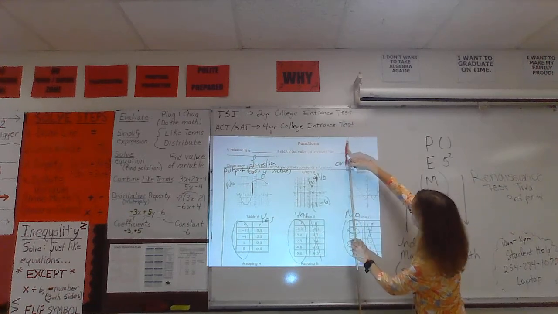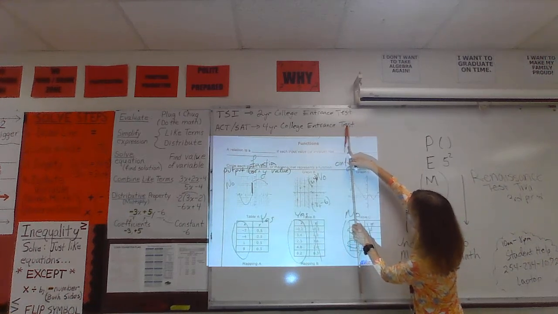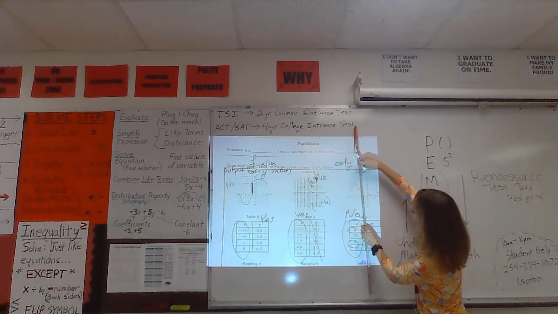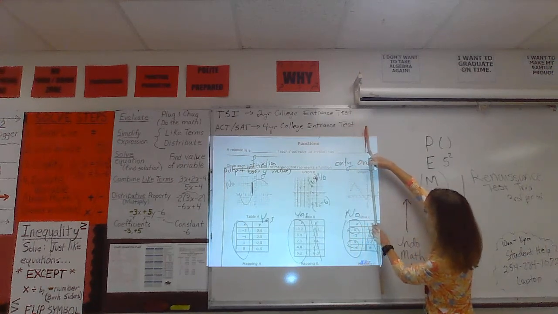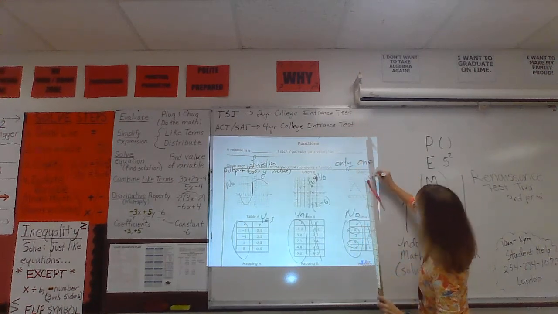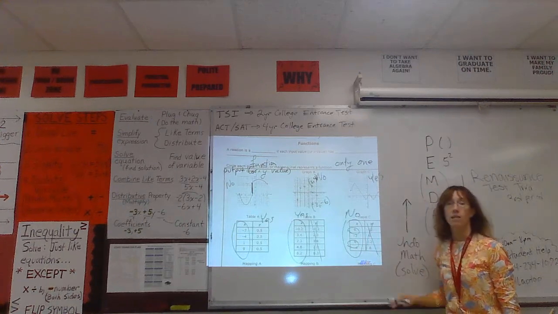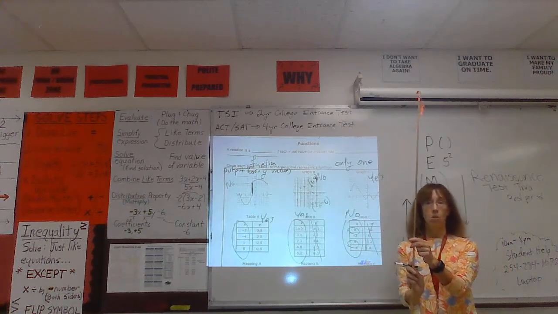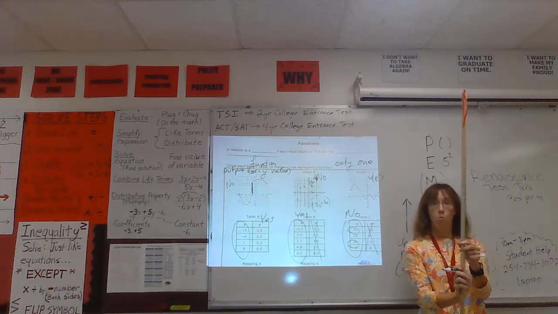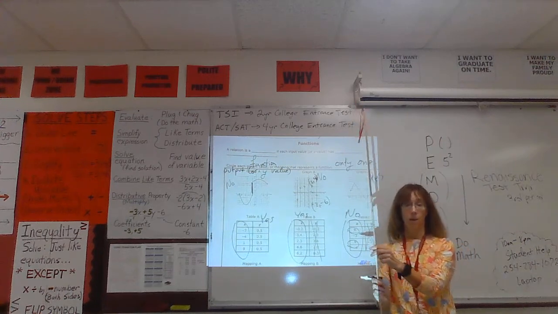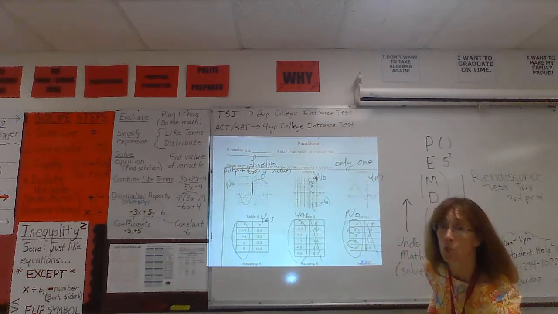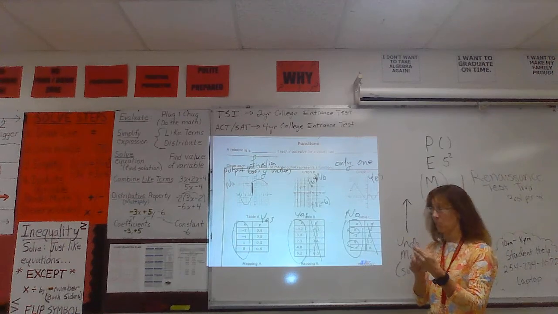Vertical line test over here. I just slide the vertical line across, only touching 1 point on the graph at a time. Hey, this one is a function. So if they give you a graph, you do a vertical line test. As long as it only touches 1 point along that graph, it is a function. If it touches 2 or more, then it is not a function.